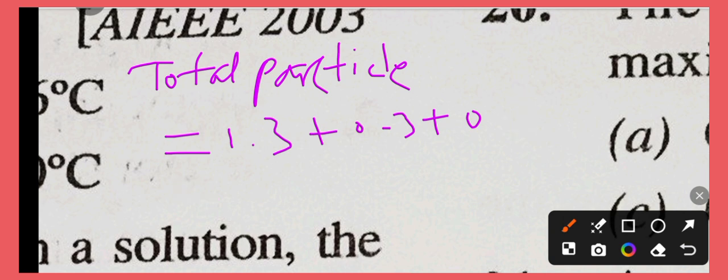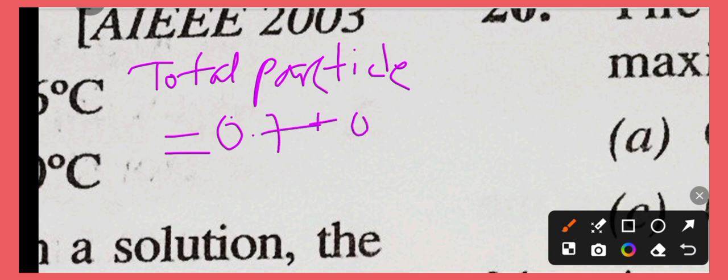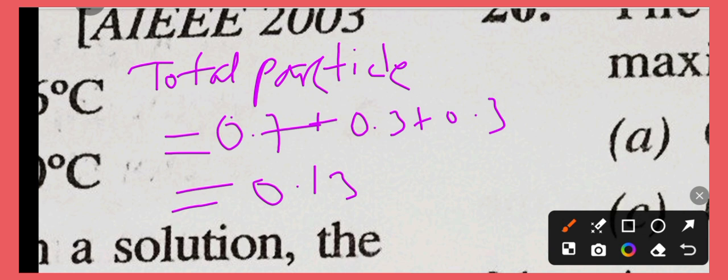Total number of moles: HX is 0.7, plus H plus is 0.3, plus X minus is 0.3. When we add these, we get 1.3.